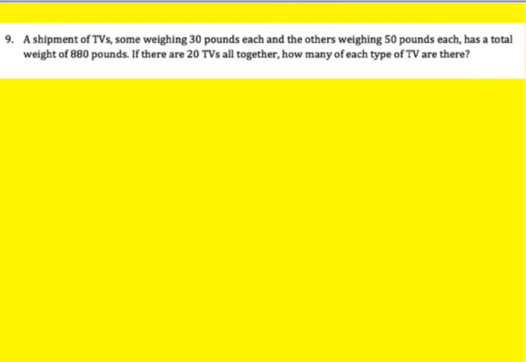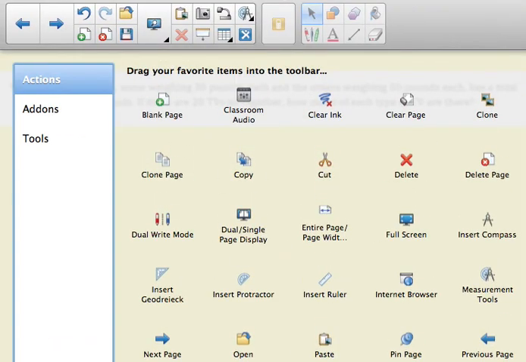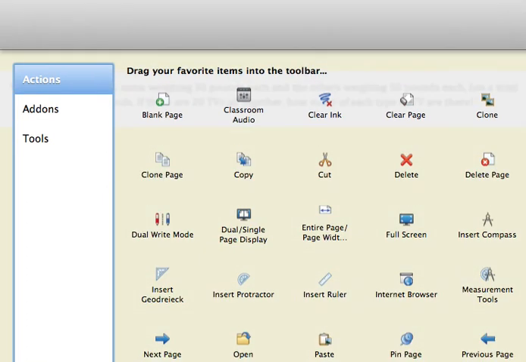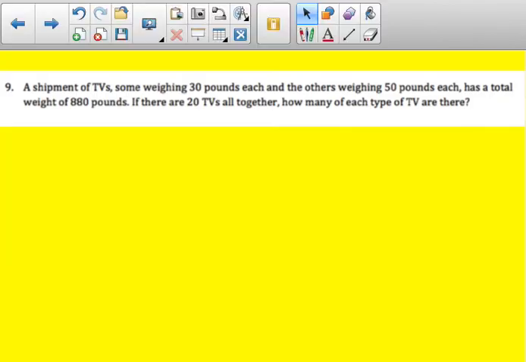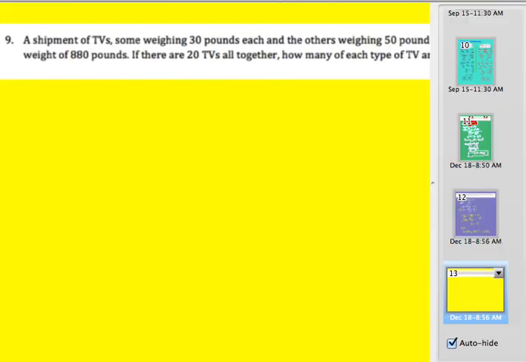A shipment of TVs, some weighing 30 pounds. Oops. That's fun to see, isn't it? Okay, so some weighing 30 pounds and others not. I'm done. There we go.